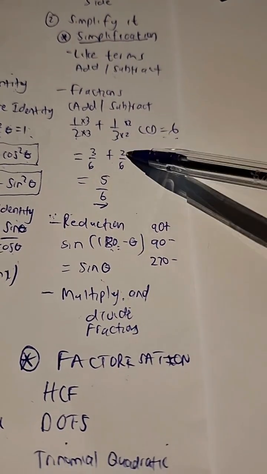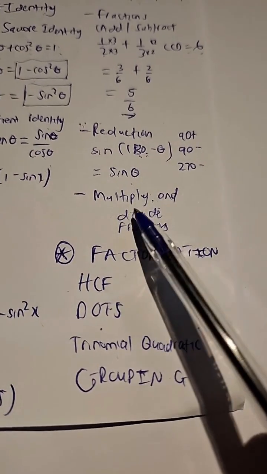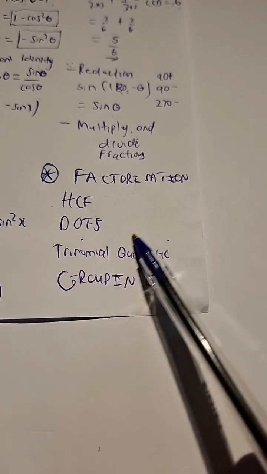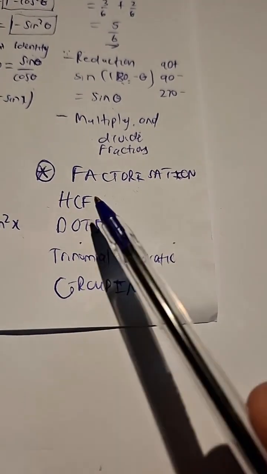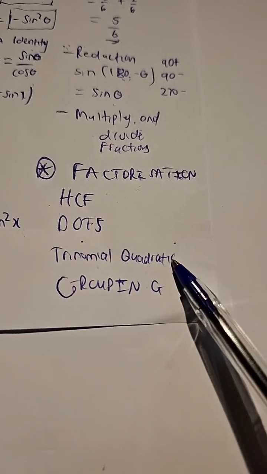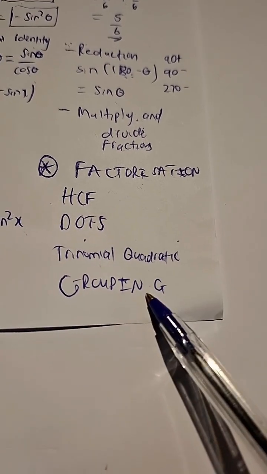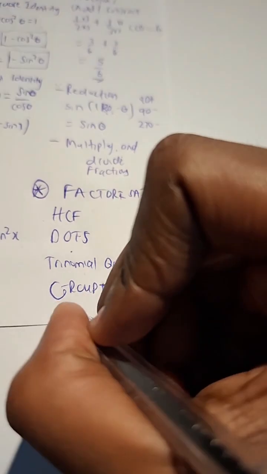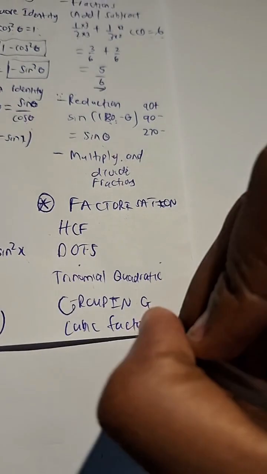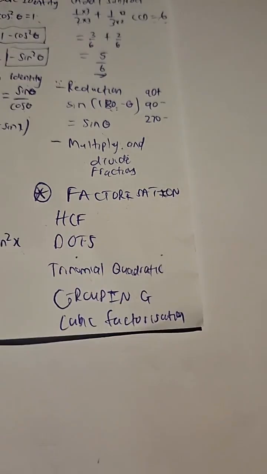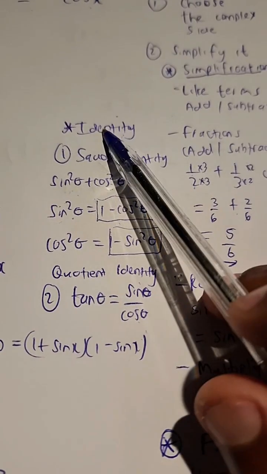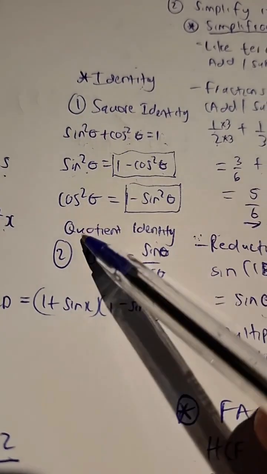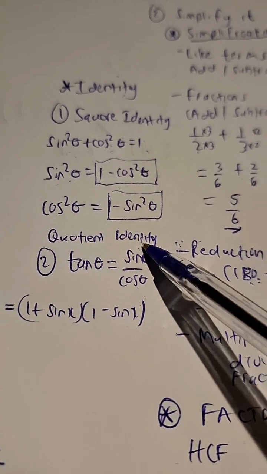If that one has been exhausted, you then move on to factorization. Don't forget all your different types of factorization: highest common factor, difference of squares, trinomial quadratic factorization, grouping factorization, cubic factorization. It depends on the situation. I'm just going to write cubic here because sometimes people forget that one. Your last strategy, identities. That's why you need to know your square identities as well as your quotient identity. You are constantly changing between these 3 strategies.